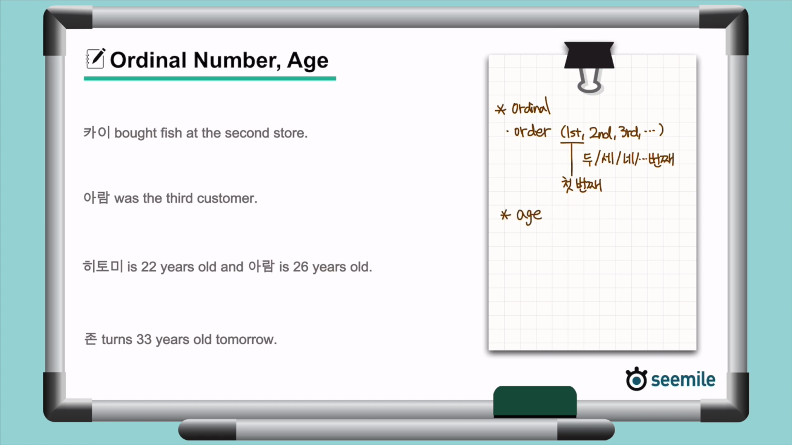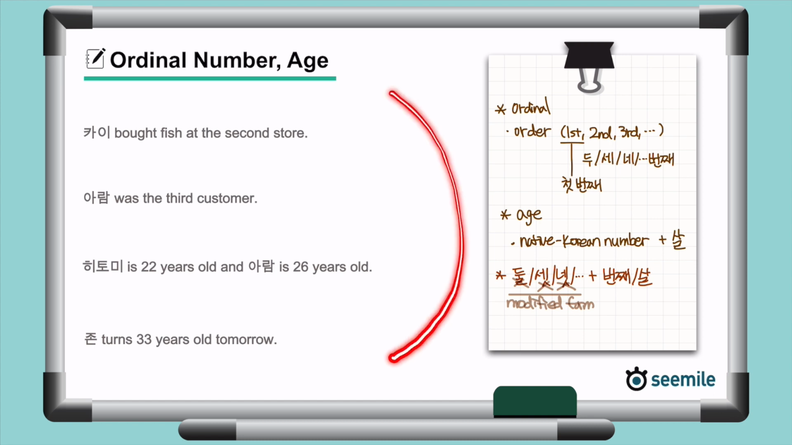Next, age. Again, easy. Just add 살 after the native Korean number. So to recap, it's not 둘 번째, 셋 번째, 넷 번째, or 둘 살, 셋 살, 넷 살. Don't forget to drop the last letter when you use native Korean numbers in a modified form and place them in front of a noun like a counter and say 두 번째, 세 번째, 네 번째, 두 살, 세 살, 네 살. Then how would you describe this in Korean?